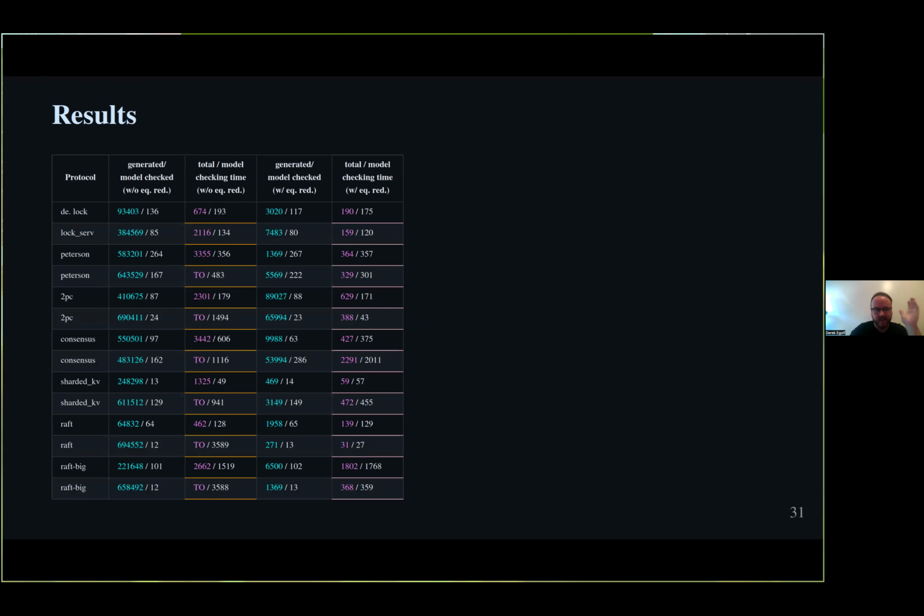The first thing to notice is that on the left side are the results for the method without equivalence reduction, and on the right side are the results with equivalence reduction. In pink, we'll notice that the equivalence reduction obtains pretty steep speedups, as high as 20 times in some cases. We also notice that in blue, the method with equivalence reduction tends to generate far fewer expressions. For instance, 93,000 versus 3,000.